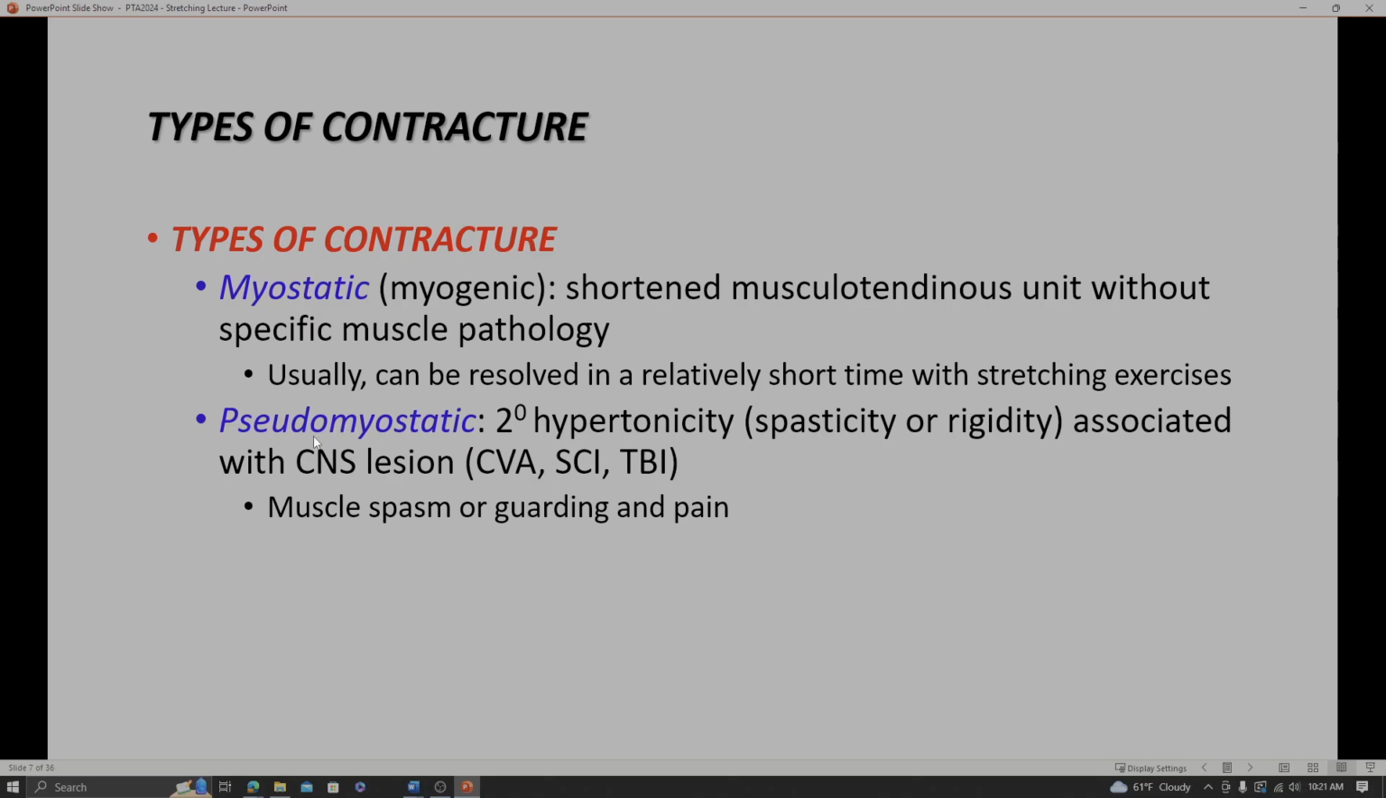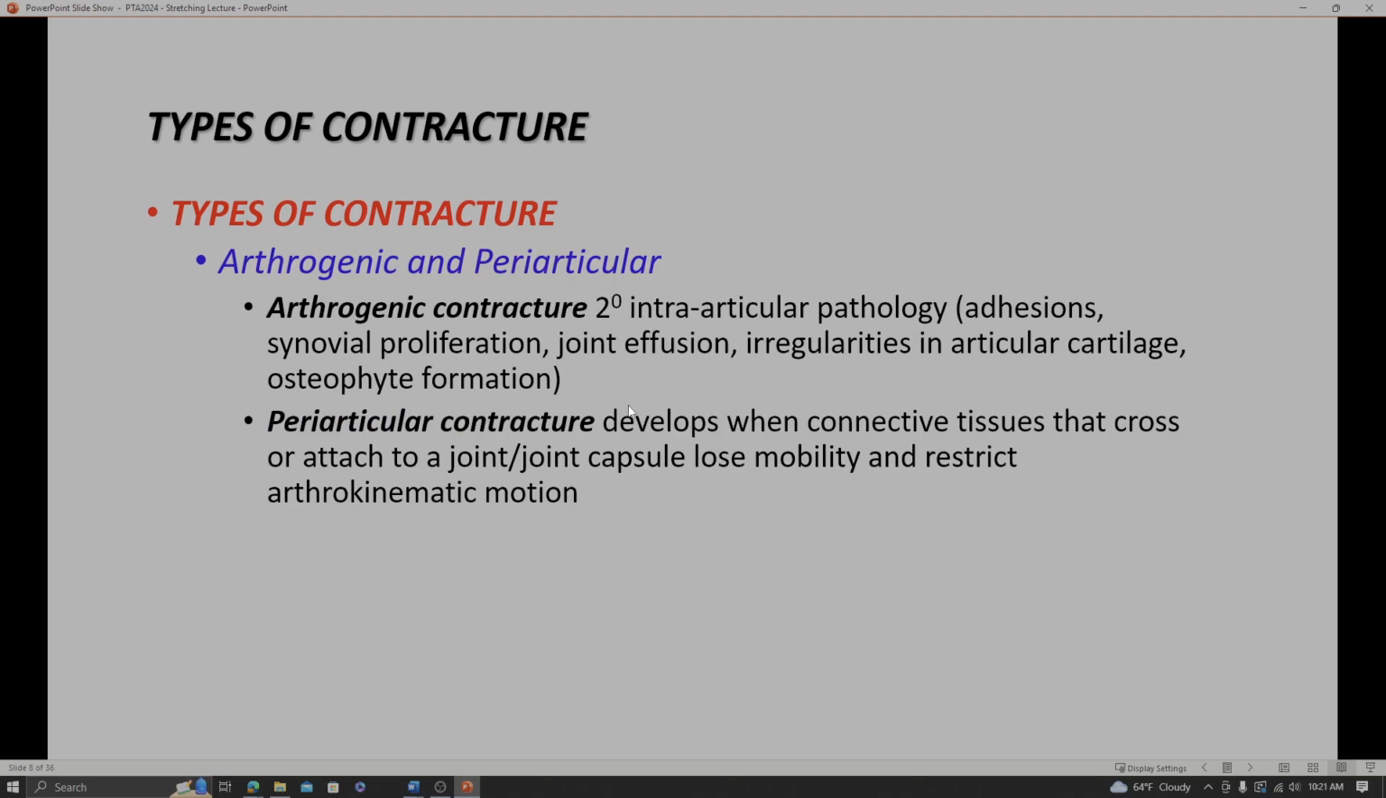stretch appropriately. A pseudomyostatic contracture is secondary to some kind of hypertonicity issue, either spasticity or rigidity, associated usually with some kind of lesion of the central nervous system or damage to the central nervous system. Now you're thinking about stroke, CVA, spinal cord injury, traumatic brain injury, right? So obviously between these two, there's a lot more going on here, and we're going to be combating muscle spasm, guarding pain, and contracture resulting from hypertonic spasticity and rigidity as a result of some CNS impairment, right? So there's a lot more going on there.